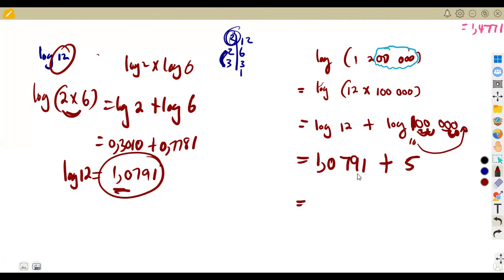Then we can simply add. All right? This is a whole number, so it's the same as 5.0000, and these zeros are going to add with this part, the same thing, 0791. So I'm going to add my numbers: 5 plus 1 is 6.